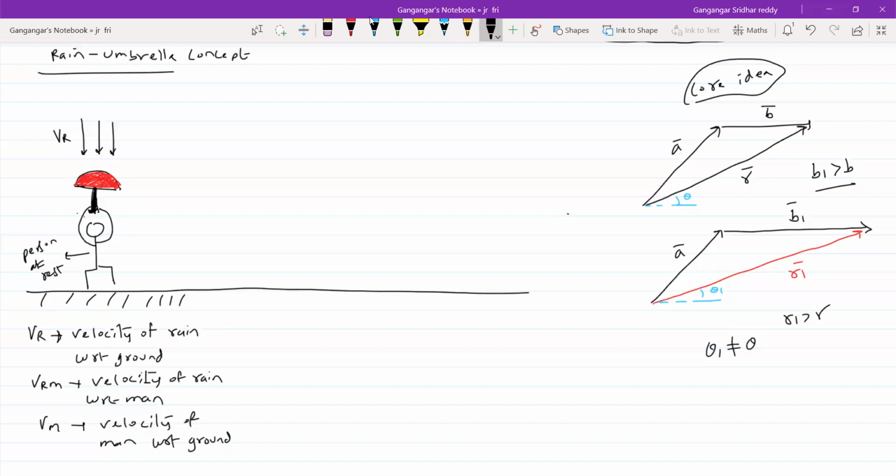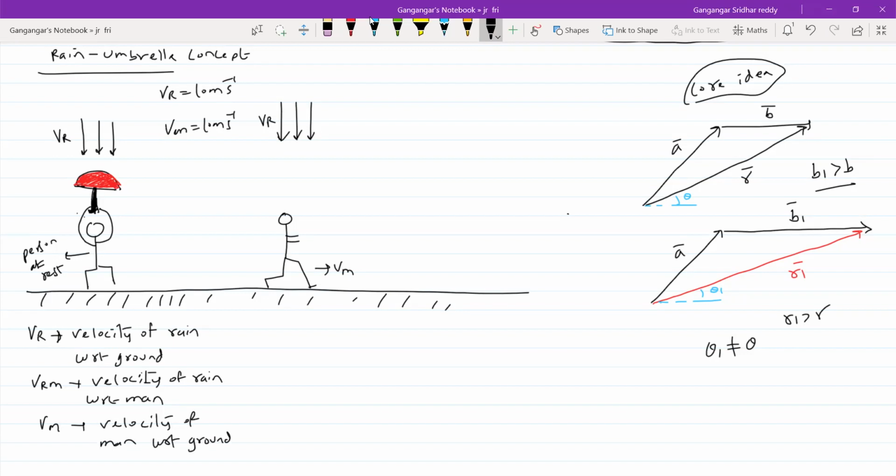So now the person is in a hurry, so he will start moving. As he starts moving on the ground, let the velocity of the person be VM. So the man will start moving. Let's take some values here. Let velocity of rain be 10 meter per second. Velocity of man with respect to ground also 10 meter per second. How should we hold the umbrella? And with what speed will the raindrops strike him?